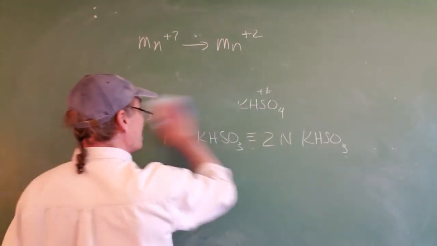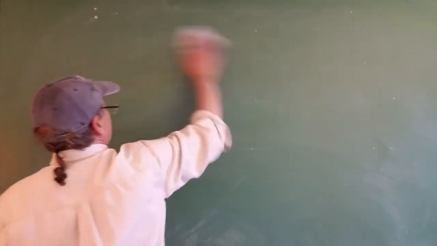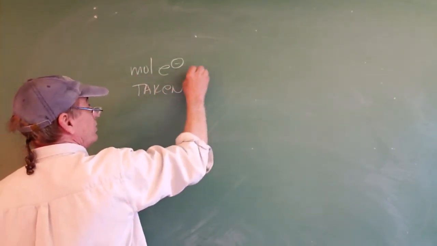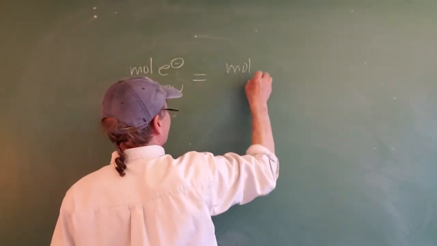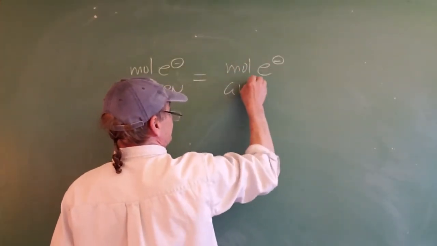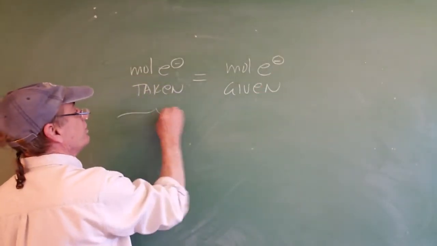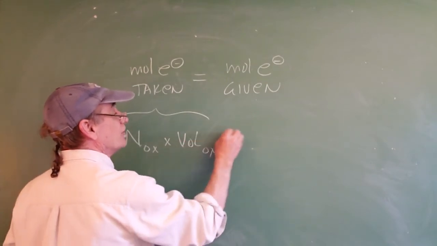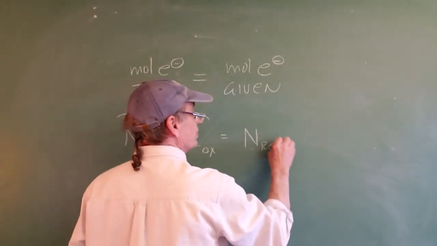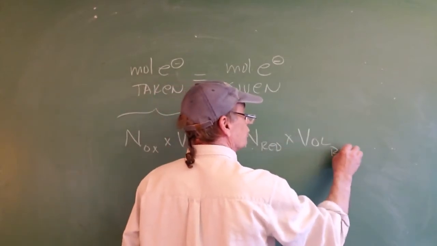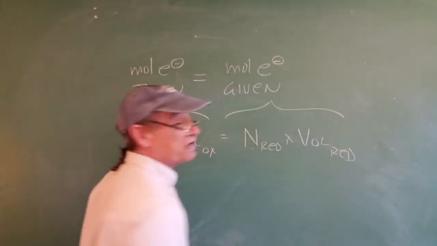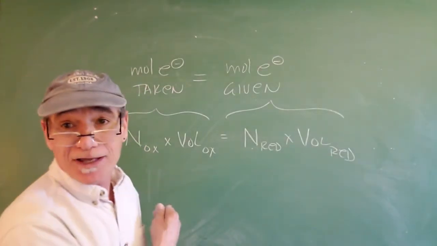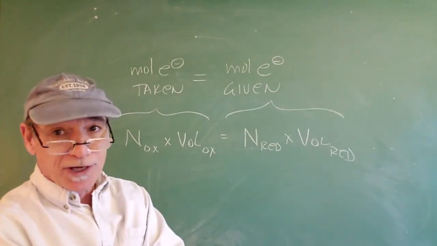All right, well, in any oxidation reduction reaction then, the number of moles of electrons taken, we've just established, has to equal the number of moles of electrons given. Well, this would be the normality of the oxidizing agent times the volume of oxidizing agent used to equal the normality of the reducing agent times the volume of the reducing agent used. So you can understand the similarity here between the normality idea applied to acids and bases and the normality idea applied to oxidation reduction reactions.